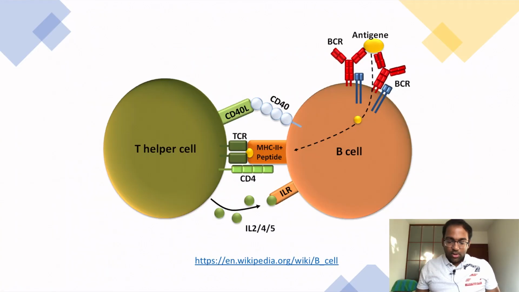Now, this is the structure of T cell dependent B cell activation, and we can clearly see that there is a CD4 T cell here that is bound with the antigen which is presented by the MHC Class 2 molecule, and that leads to a cascade of processing and production of antibody. So this is T cell dependent B cell activation.